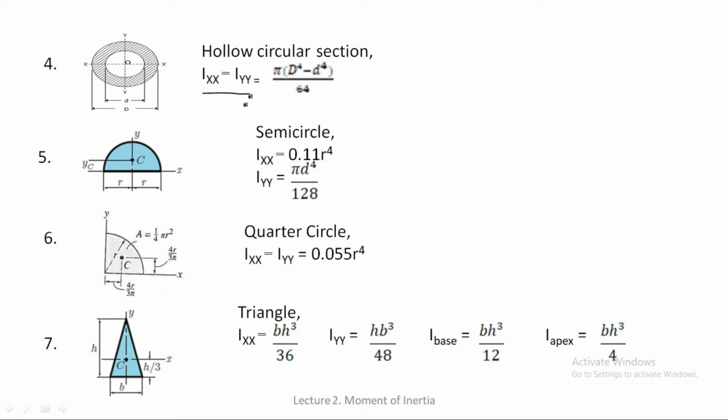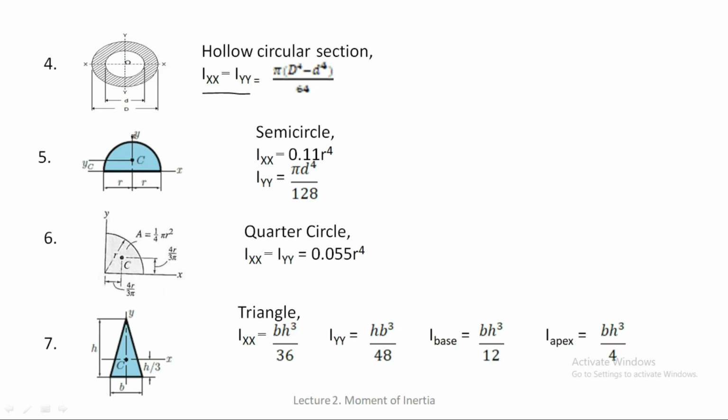Then we studied the semicircle. For the semicircle, our I_XX was 0.11 r raised to 4 and I_YY was pi by 128 d raised to 4. Remember here that there is a slight difference regarding the center of gravity. What difference is there between the semicircle and the circle regarding the center of gravity? Let us see. In a semicircle, in particular this kind of semicircle, the centroid will lie on the vertical axis.